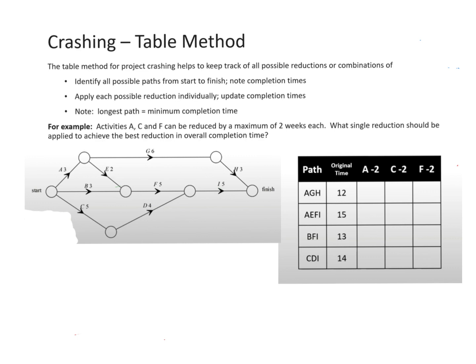So, crashing with the table method. The table method for project crashing helps to keep track of all the possible reductions. See that other option where G was, if you went the other way, it was 14. That's hard to see on the network. If you do it in a table format, it's a lot easier to see. So this one, we're just going to be doing a single reduction.